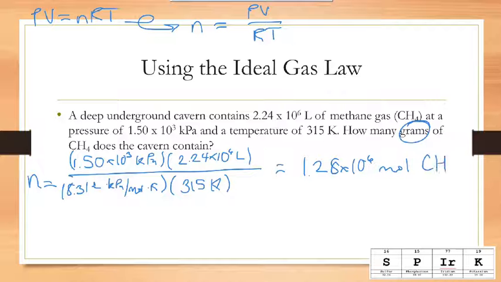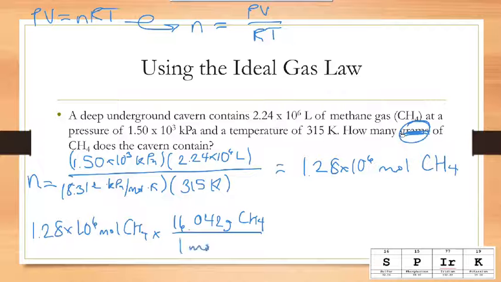moles of CH4. But remember, the question is asking us for grams. So we have 1.28 times 10 to the 6 moles of CH4, and we're going to use our molar mass. So we multiply by 16.042 grams of CH4 per 1 mole of CH4, and we end up with 2.05 times 10 to the 7th grams of methane.